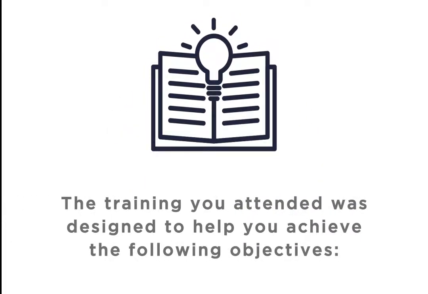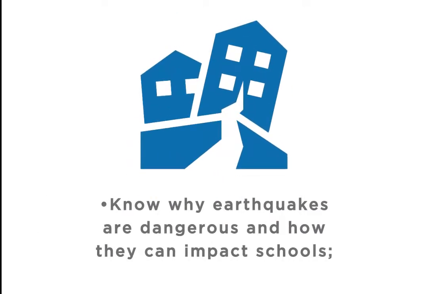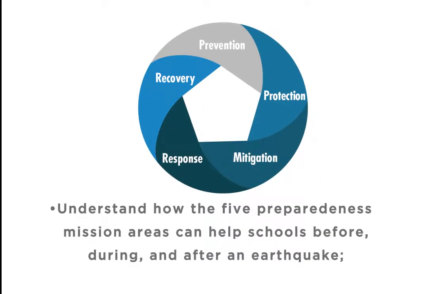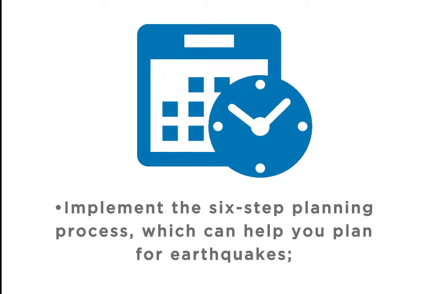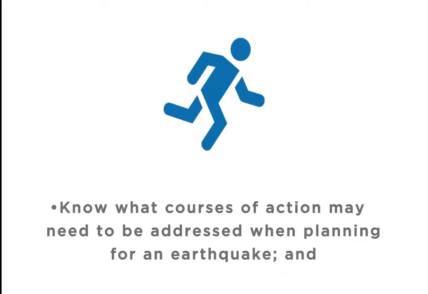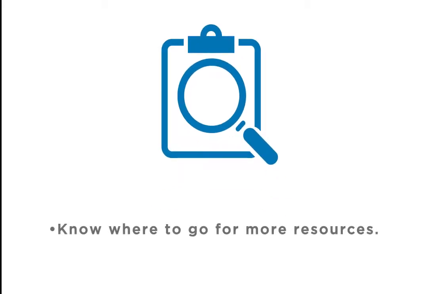As you likely recall, the training you attended was designed to help you achieve the following objectives. Know why earthquakes are dangerous and how they can impact schools. Understand how the 5 preparedness mission areas can help schools before, during, and after an earthquake. Implement the 6-step planning process, which can help you plan for earthquakes. Know what courses of action may need to be addressed when planning for an earthquake. And know where to go for more resources.